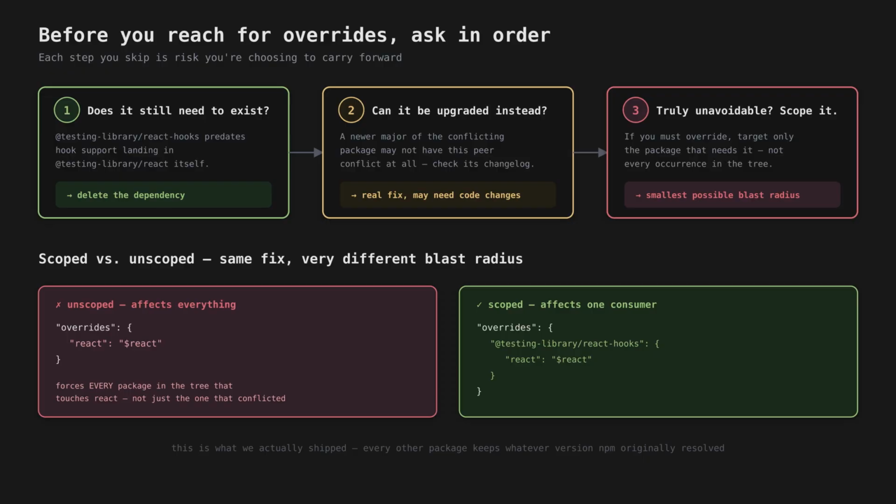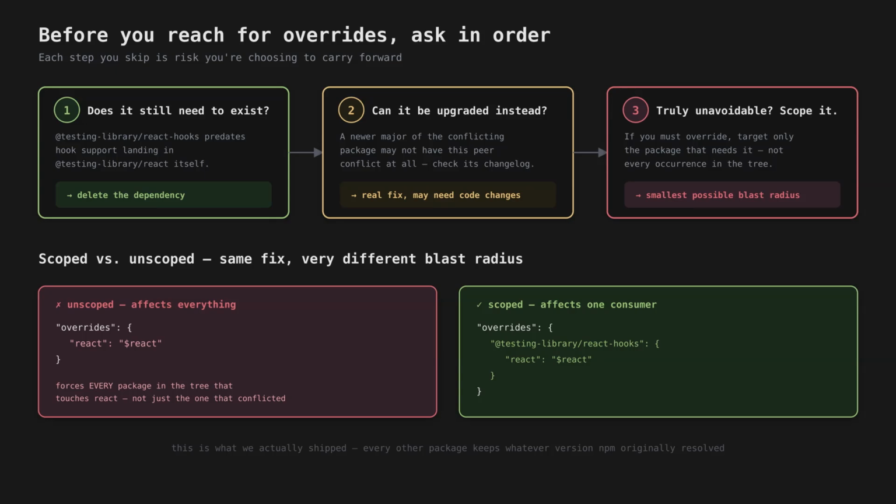The first thing to always check is whether the conflicting package still needs to exist in the scope of our project or not. And this is a very valid question, especially in our example here, because React hooks is a library which has outlived its reason for being of any utility. The core React library itself now supports hook testing natively for many versions now, so we do not need this library at all.